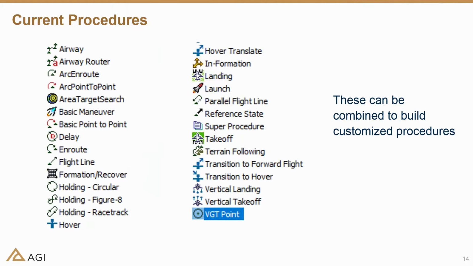So here's a list of the current procedures that we have in our stable. There's about 24 of them, maybe more than that. Each of these procedures can be assembled into a customized procedure. Any number of these procedures can be cobbled together and provided with their own user interface.